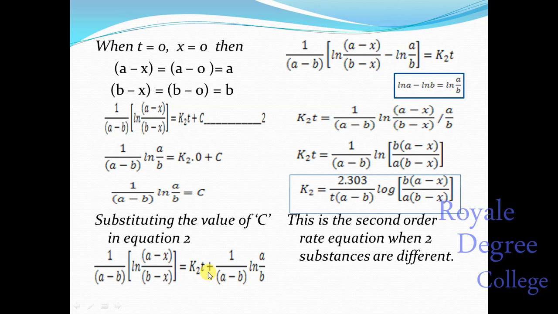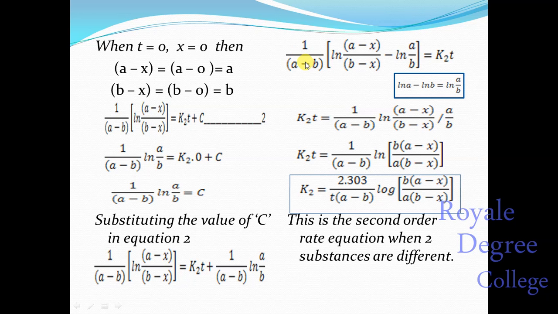Now in the next step, what are we doing? This value we are bringing to the other side. That is 1 by a minus b ln a minus x by b minus x. This is as it is. As this ln a by b we are bringing to the other side, it is becoming negative. So we are writing here ln a by b, and then it is equal to k2t. Here the k2t remains. And one more thing you have to remember here: this whole value, 1 by a minus b ln a by b, will go that side. So 1 by a minus b is common, so that's why we are keeping this value as common.